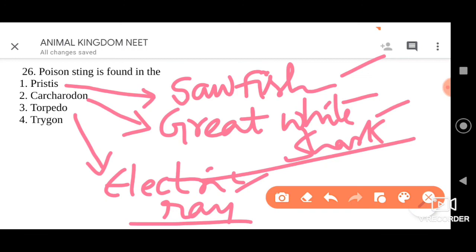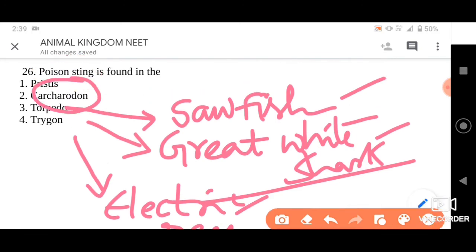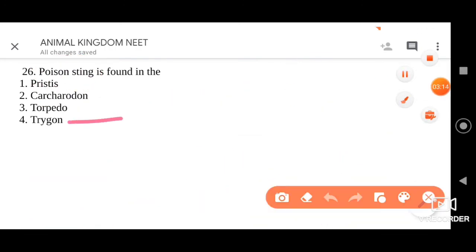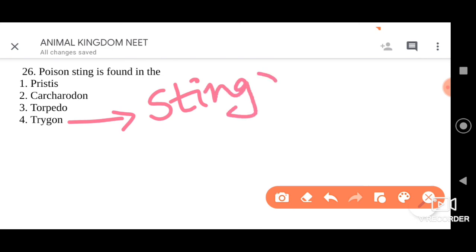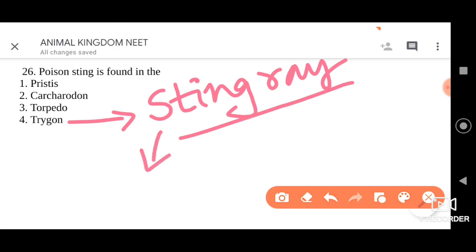Now dear students, let me tell you that all these three fishes do not have a poison sting. Poison sting is absent in all these three chondrichthyes fishes. Alright. So now we are left with the last option, that is Trigon. Trigon is referred to commonly as stingray. From the word itself we can understand sting. So it has in it the poison sting.